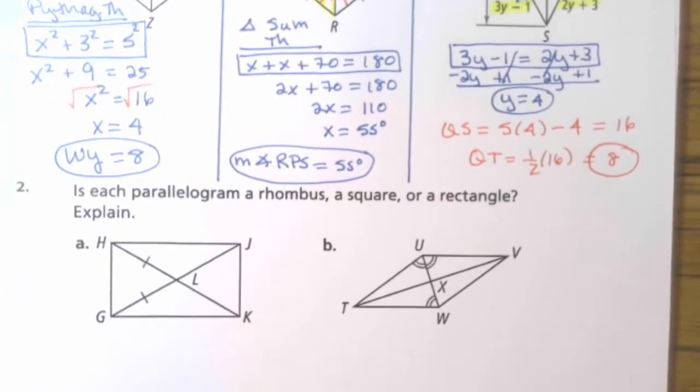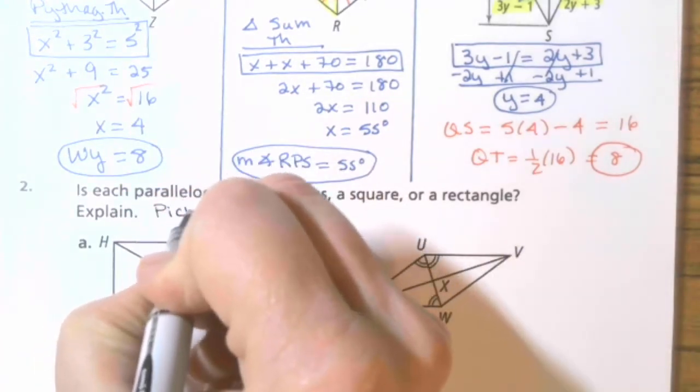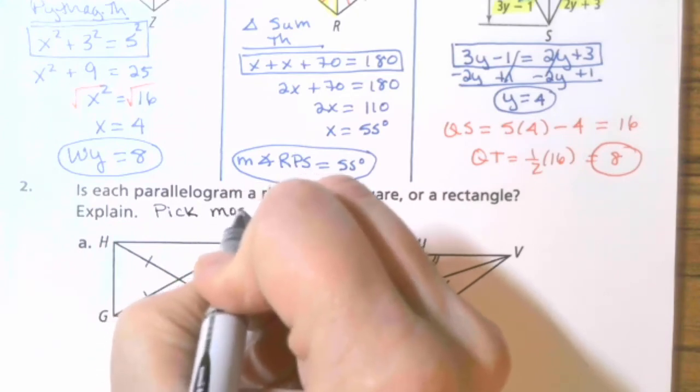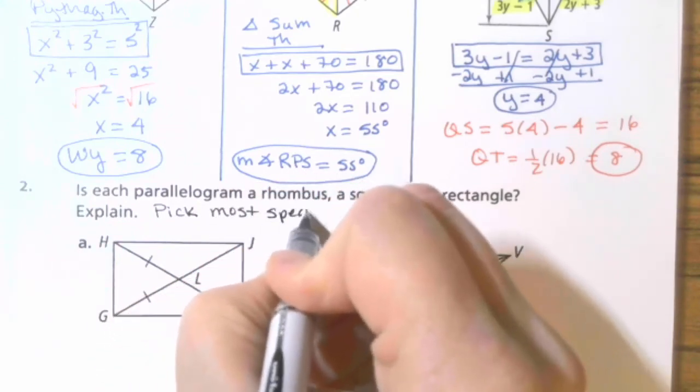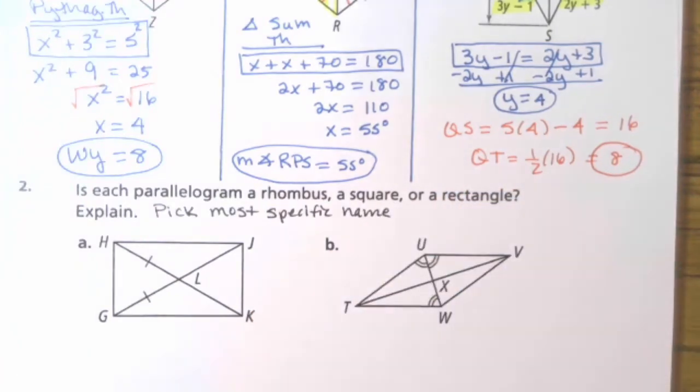Okay, number 2. Is each parallelogram a rhombus, a square, or a rectangle? Now, when you get these questions on your homework, you always want to pick the most specific name possible. So a rhombus, a square, and a rectangle are all parallelograms, but we're looking for something more specific than that. All right, let's look at this first figure.